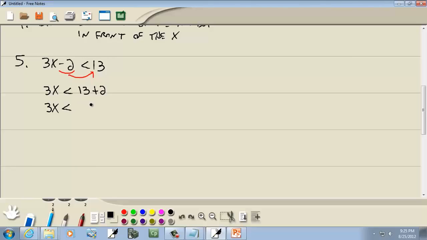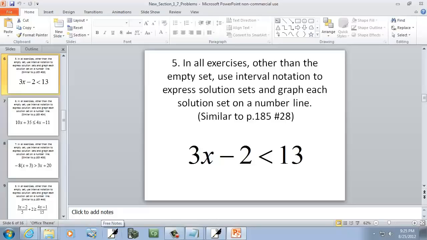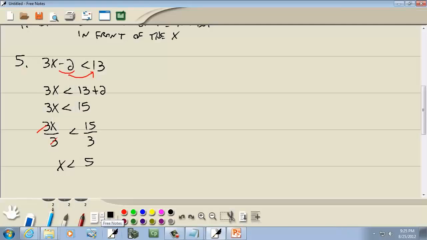Our note up at top and any step, combine together like terms. 13 plus 2 is 15. And last step, divide both sides by the number in front of your x. So we're going to divide both sides by 3. So these cancel, and we got x is less than 5. Now, it says other than use interval notation, express the solution set, graph it. For interval, x is less than 5, so it's going to negative infinity, and it doesn't include 5, so put a parenthesis on the 5, and shading to negative infinity.